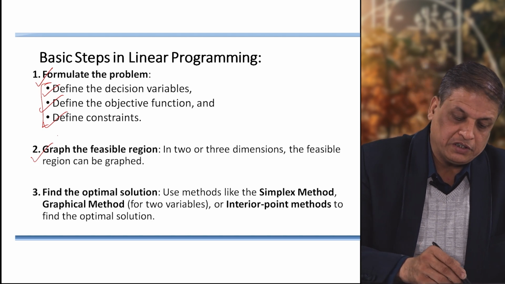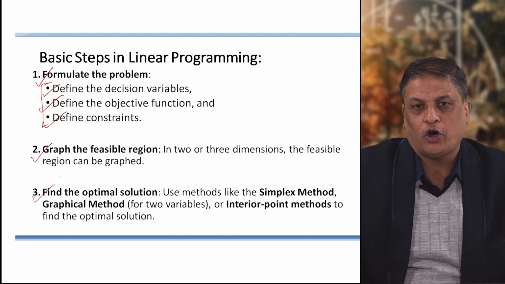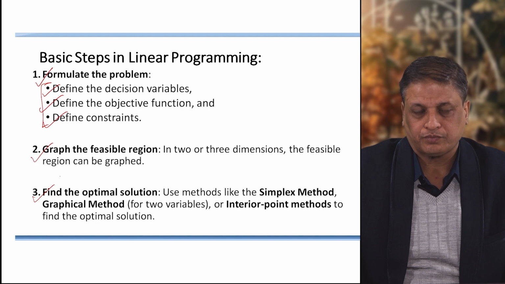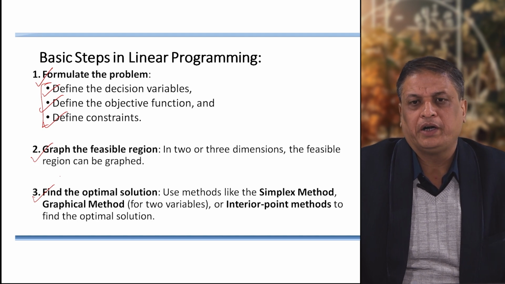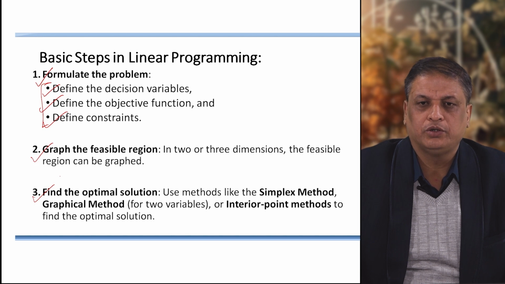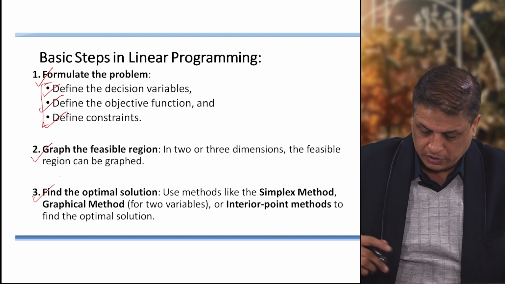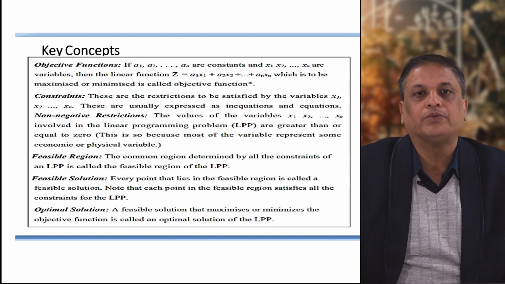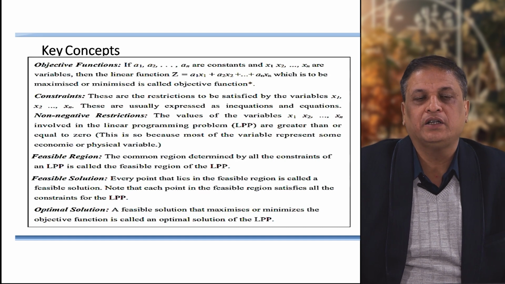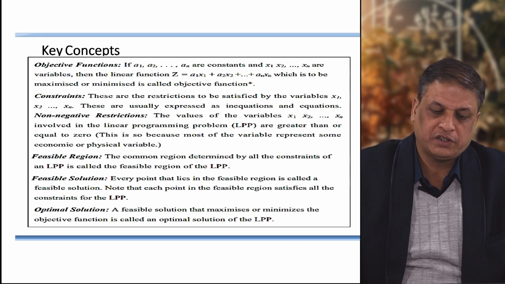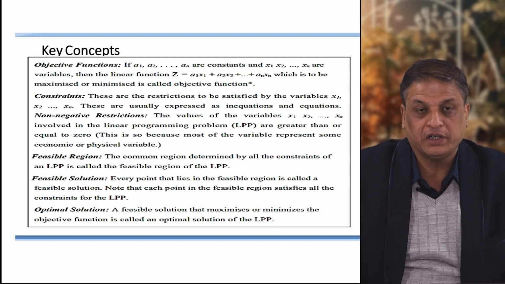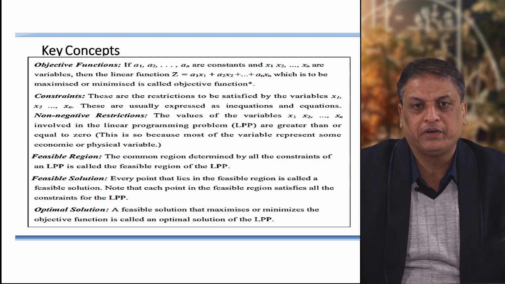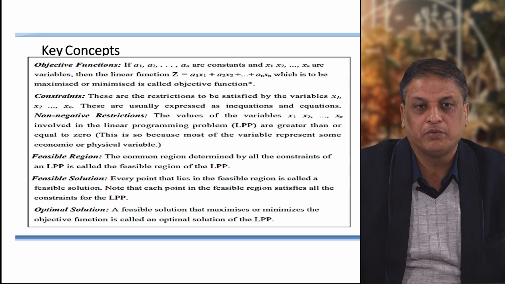Thereafter, from the feasible region it is required to find the optimal solution, and you can use methods like the simplex method, graphical method or interior point method to find the optimal solution. We will be exploring the graphical method. Now, as in the beginning of the session, we said that you need to understand concepts like what the objective function is, what a constraint is, what the non-negative restriction is, and what the feasible region, feasible solution and optimal solution are.